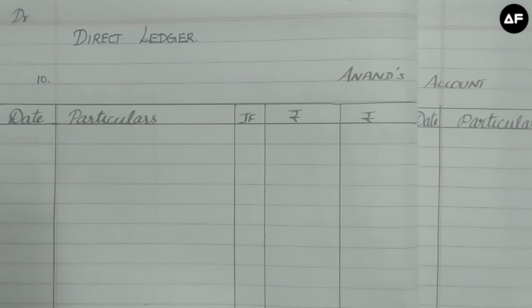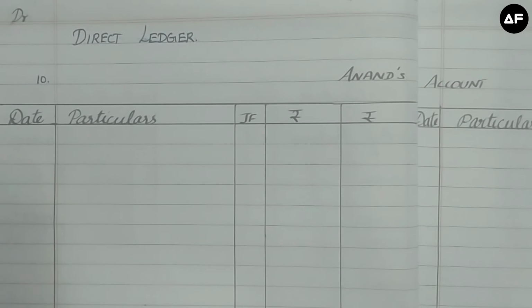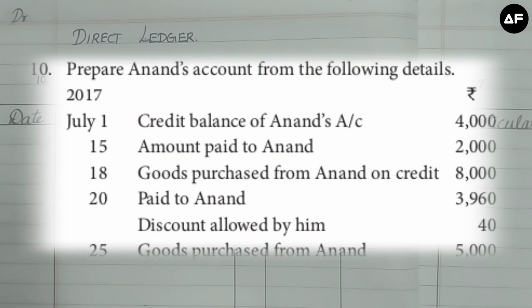In this video, we are going to look into the direct ledger sum. So there are not going to be any journal entries or upper column. Directly we are going to post the entries into the ledger account. So they've asked us to prepare Anand's account. This is sum number 10 in the Samacheer textbook.